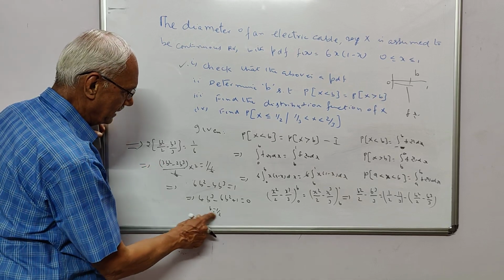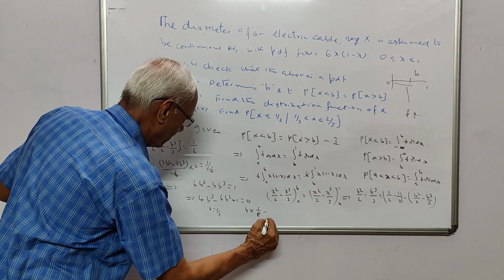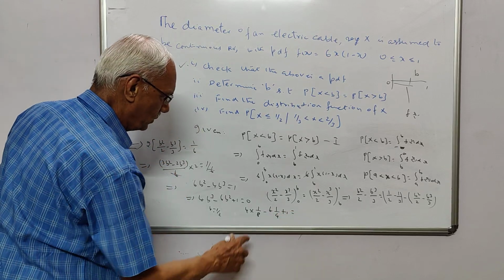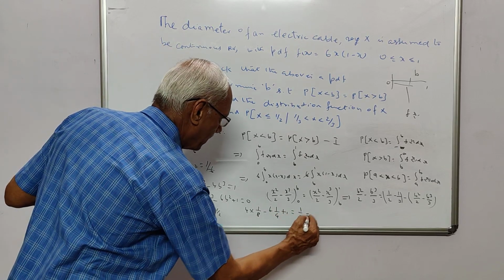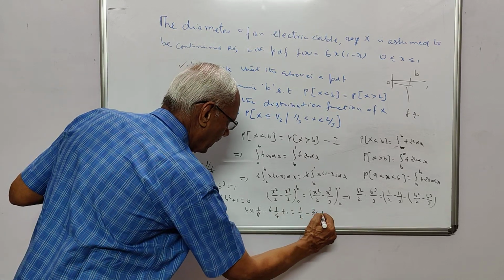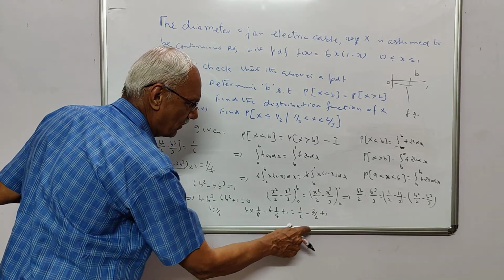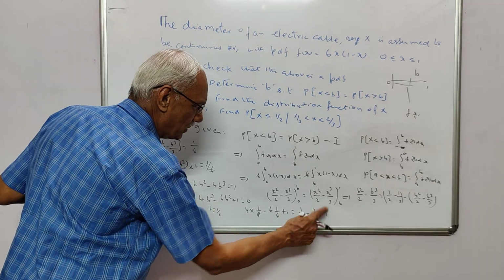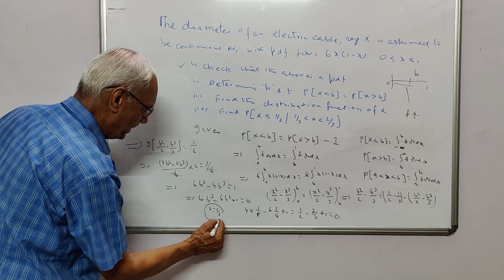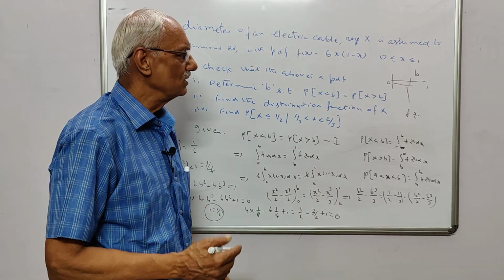So b is equal to half means 4 into 1 by 8 minus 6 into 1 by 4 plus 1. This is half minus 3 by 2 plus 1, that is 3 by 2 minus 3 by 2, which equals 0. So b is equal to half, for which this is true. Are you able to understand? So this is one way.